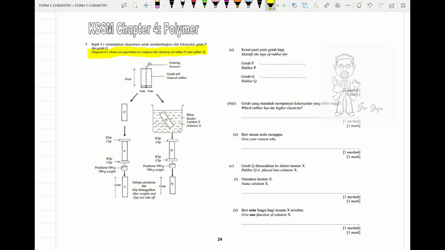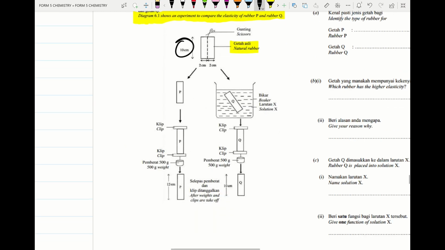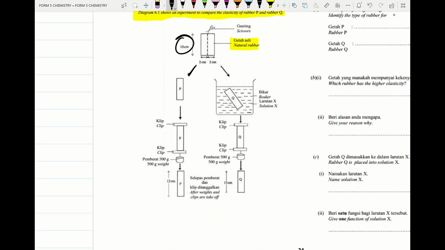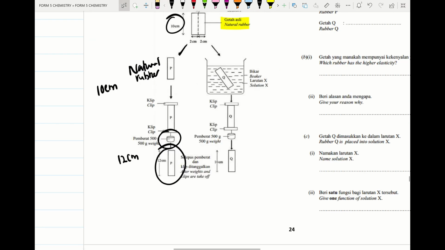The diagram 6.1 shows the experiment to compare the elasticity of rubber P and Q. The natural rubber has been cut into 2 parts. The initial length is 10 cm. All right, so one rubber is natural rubber. They hang this natural rubber using a 500 gram weight, and the initial length is 10 cm. After the weight is removed, the final length will be 12 cm. So this rubber is unable to return to its original position.